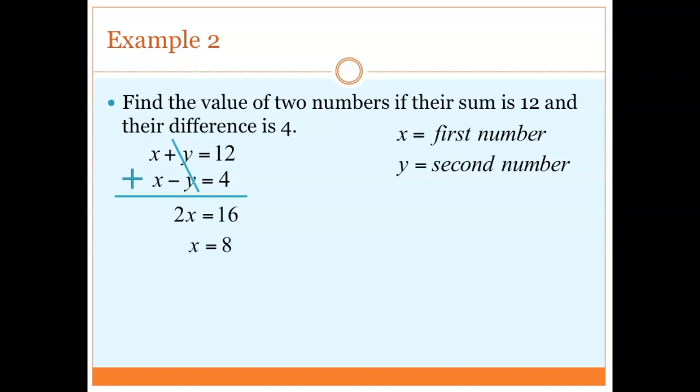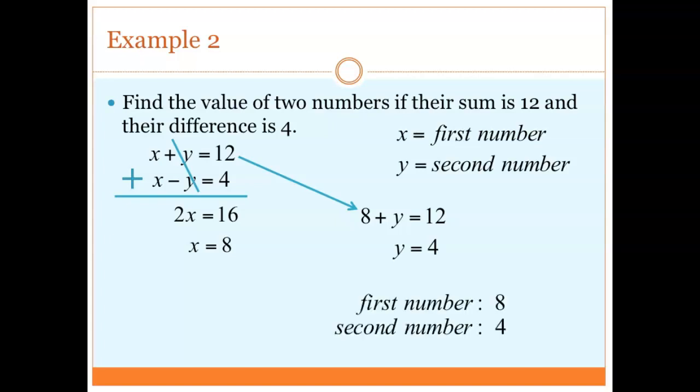Now we need to solve for y. Plugging in 8 for x into the first equation, we have 8 plus y equals 12. So that means that y has to equal 4. So that means that our two numbers are 8 and 4, and you can quickly check that this works by seeing if the sum of these two numbers is 12, 8 plus 4 is 12, and that the difference is 4. 8 minus 4 is in fact 4.